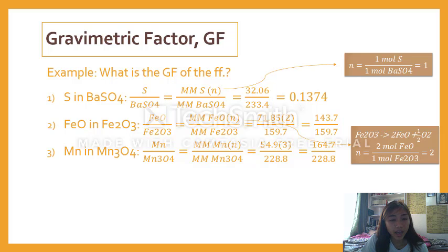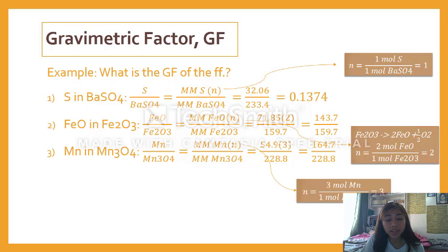So, for our gravimetric factor, the ratio of Mn over Mn3O4 is equal to the molar mass of Mn times N over the molar mass of Mn3O4. Our N there is the number of Mn in Mn3O4. Di ba tulo ka buok? So, mao na atong N kay 3.